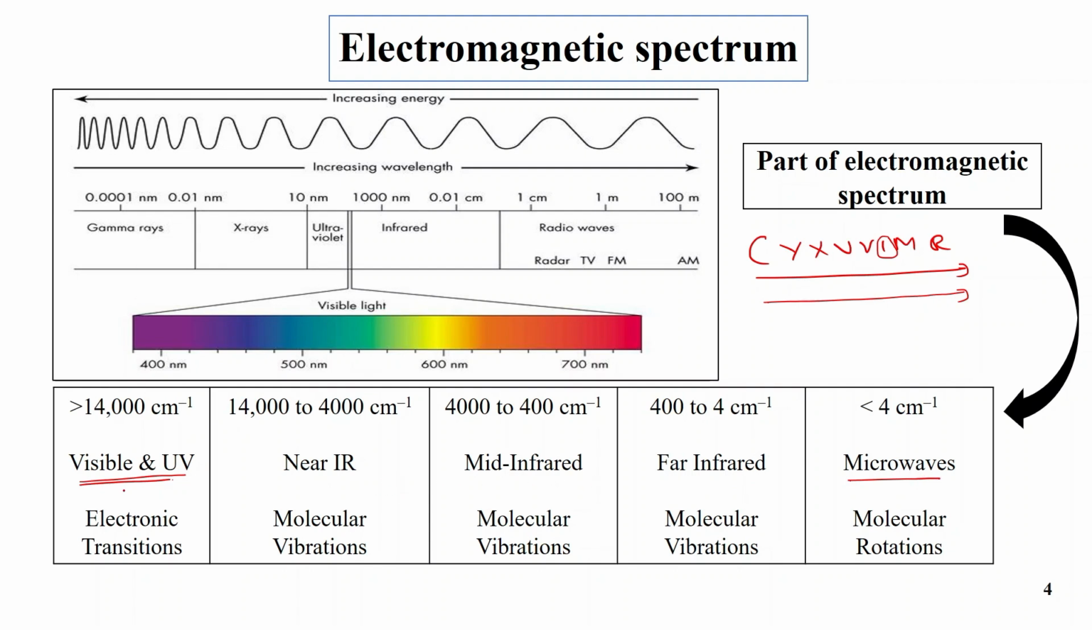And the infrared region lies here, and infrared and visible, and the UV region has a lower wavelength as compared to the IR wavelength, whereas microwaves have a higher wavelength as compared to the IR radiation. Now here we can see that visible and UV radiation bring about electronic transitions, whereas IR radiation brings about molecular transitions as well as vibrational transitions. That is, it affects the rotational energy levels, and also the vibrational energy levels.